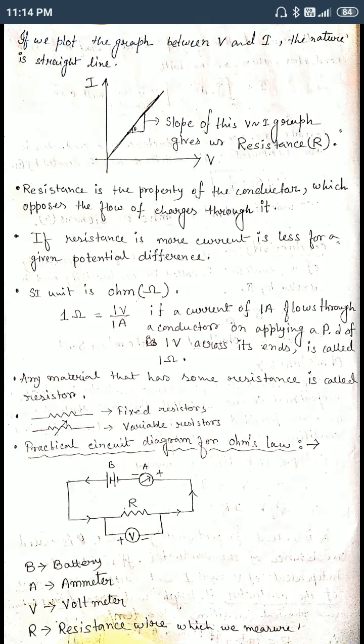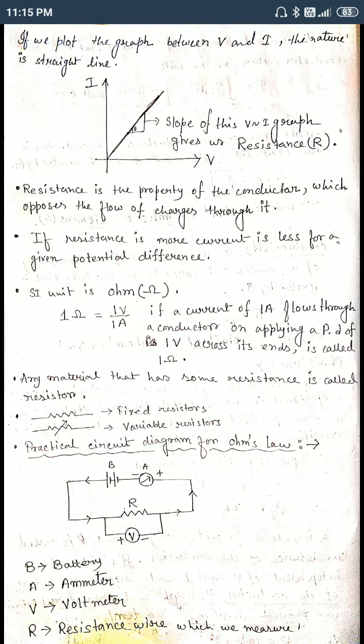It is clear? Okay. So resistance is a property of a conductor which opposes the flow of charges through it. If resistance is more, current is less, as we already know, for a given potential difference. The SI unit of resistance is ohm, and it is defined as 1 ohm equals 1 volt by 1 ampere. That means if 1 ampere current flows inside a conductor when a potential difference of 1 volt is applied across its ends, only under that condition the resistance of that conductor is 1 ohm.